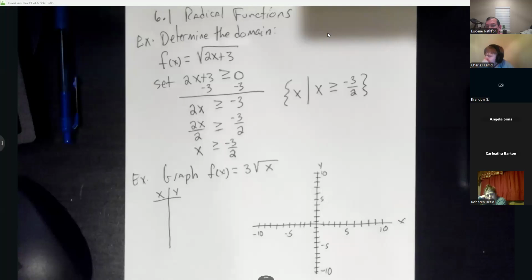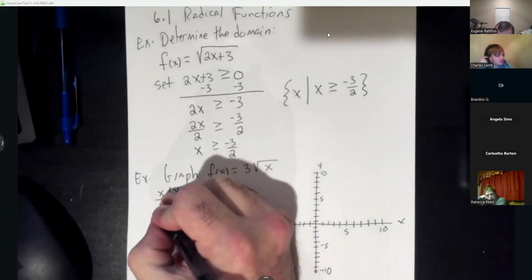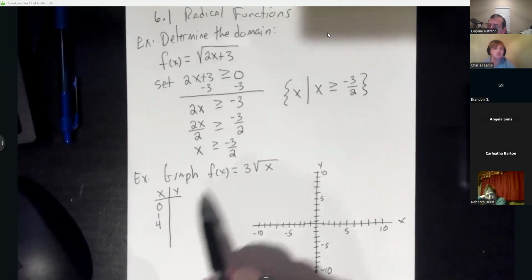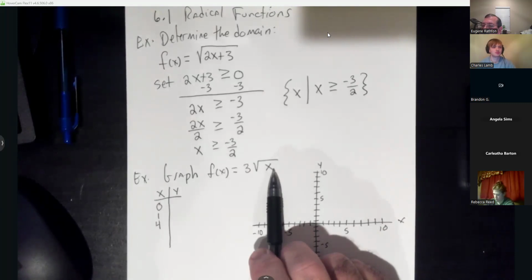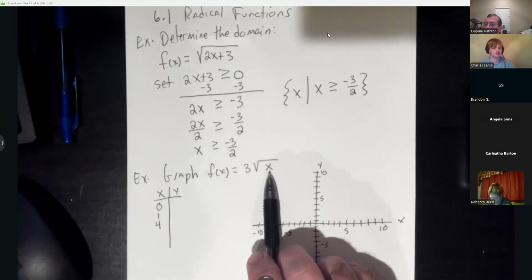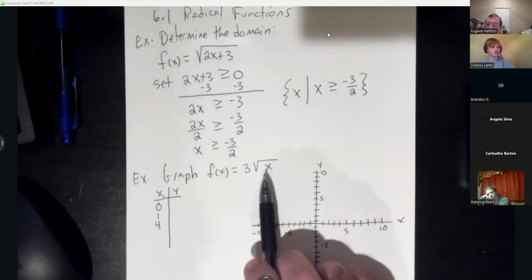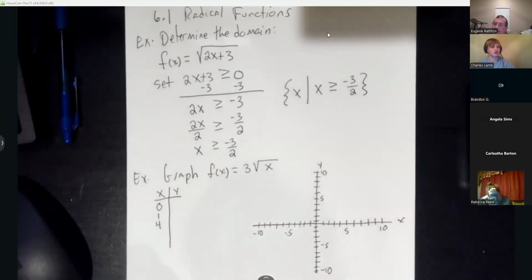Oh, Carlethia. Carlethia, 0, 1, 4. Perfect. We're picking numbers that we can take square roots of. If you put a number in there, well, like 2, 2 is a never-ending decimal. It doesn't have a perfect square root. 3 does not have a perfect square root. It's a never-ending decimal. I want numbers under this that I can take square roots of.